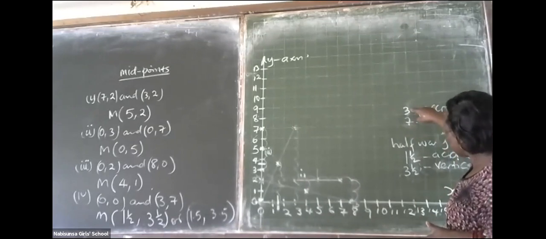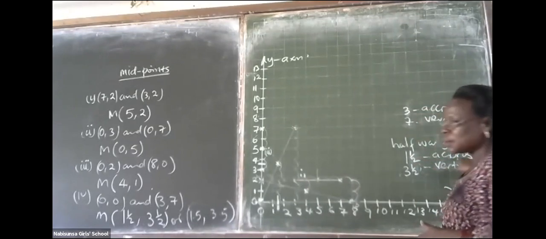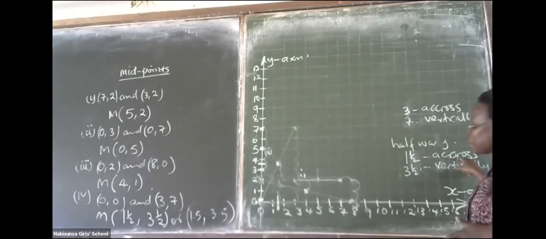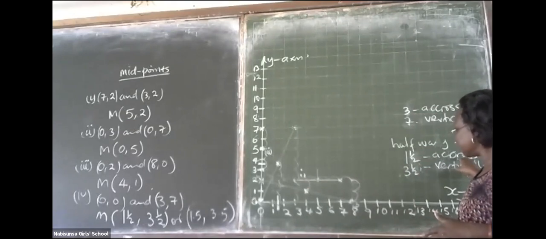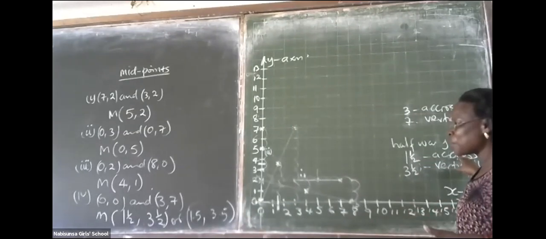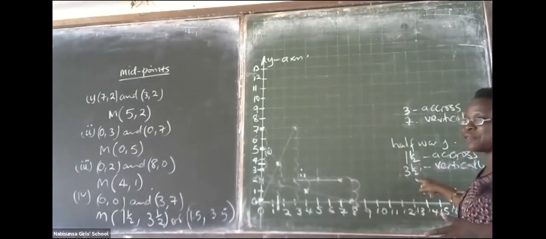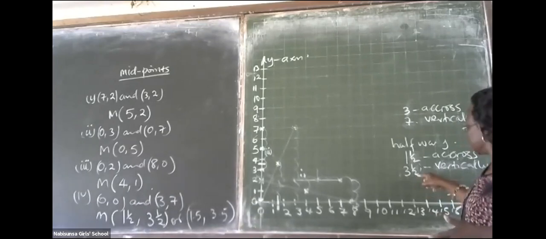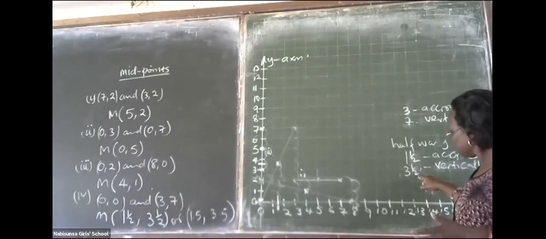When you divide 3 by 2, what do we get? 1.5. We get 1 remainder 1, so 1.5 across. Then how many steps vertically? 3.5.